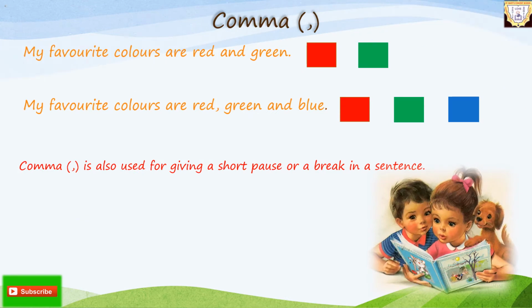Let's see where we use comma. Look at the first sentence. My favorite colors are red and green. In this sentence, we are talking about only two items. Let's see the second sentence. My favorite colors are red, green, and blue. Here we are talking about more than two items. So, comma is used to separate two or more items in a sentence.